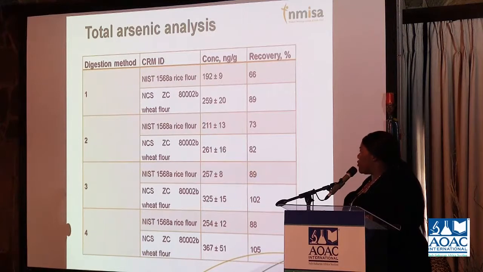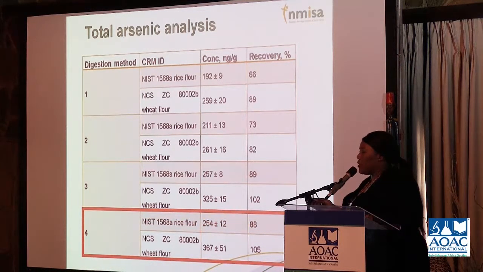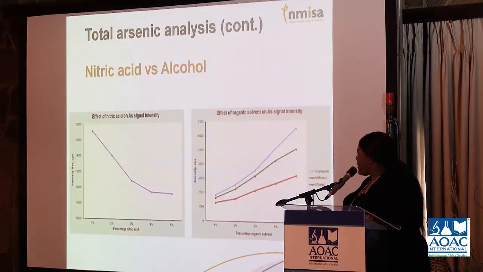recoveries. But the issue with method 3 is that not all of the sample was completely digested, and you still had quite a few solid particles in the digestion. So that would be a problem when we have to analyze using ICP-MS. Then we went to method 4, where we used just 6 milliliters of nitric acid with no water or peroxide, and we got very good recoveries of 105 and 88% on two reference materials, the NIST rice flour and a wheat flour reference material from China. That was the method that we then opted for, the optimal method for the digestion.